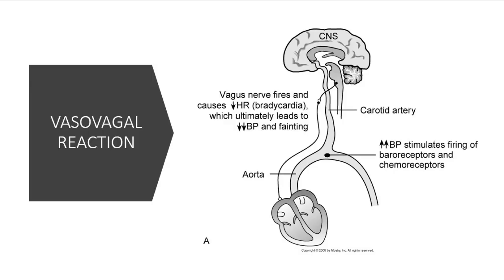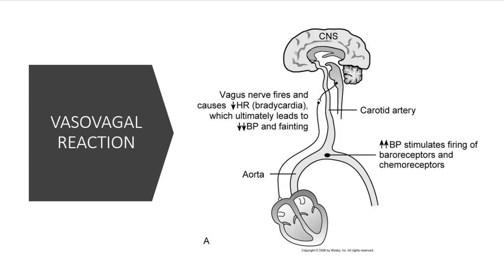All right, so vasovagal reaction. What happens here with vasovagal reaction? So the vagus nerve fires and causes a decrease in heart rate. So we get bradycardia, which ultimately leads to decreased blood pressure, and the patient can faint. So if they start to get real lightheaded, their blood pressure's down, okay?